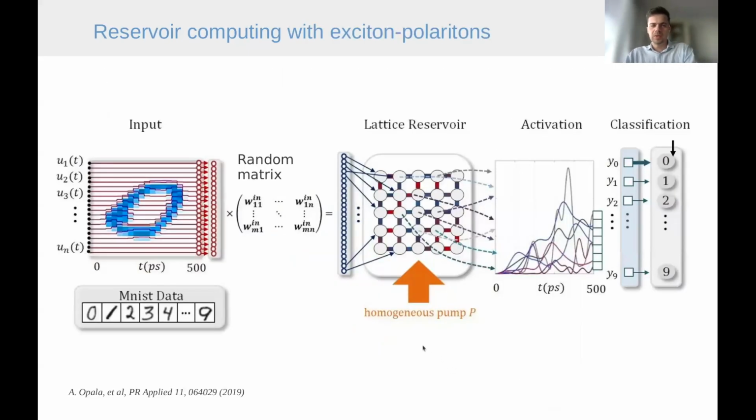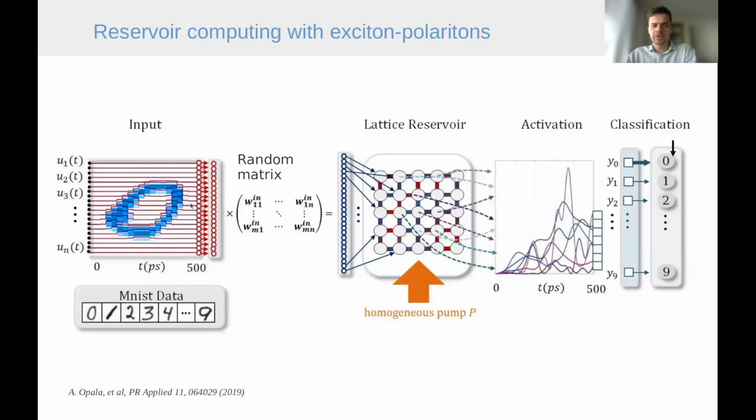So we proposed to realize this concept in polaritons in such a system. Consider that we have some inputs such as a handwritten digit from the MNIST dataset. Here now is digit 0.